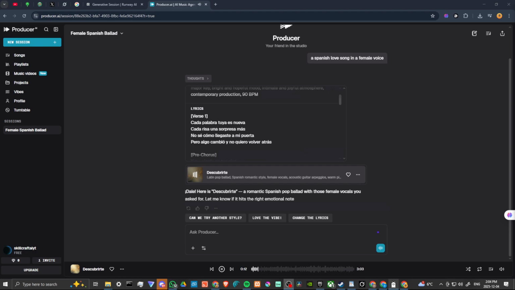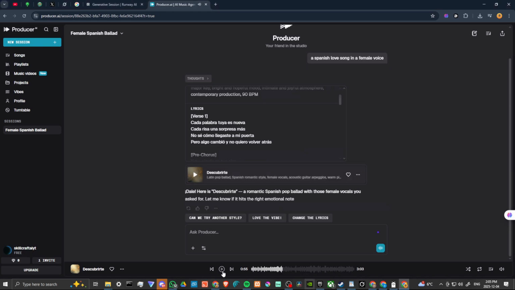Cada palabra tuya es nueva, cada risa una sorpresa más. No sé cómo llegaste a mi puerta, pero algo cambió y no quiero volver atrás. Y me pierdo en tus ojos, descubriendo quién eres. Cada día es distinto, quiero más de ti. Es descubrirte, conocer cada parte de tu alma, es descubrirte.